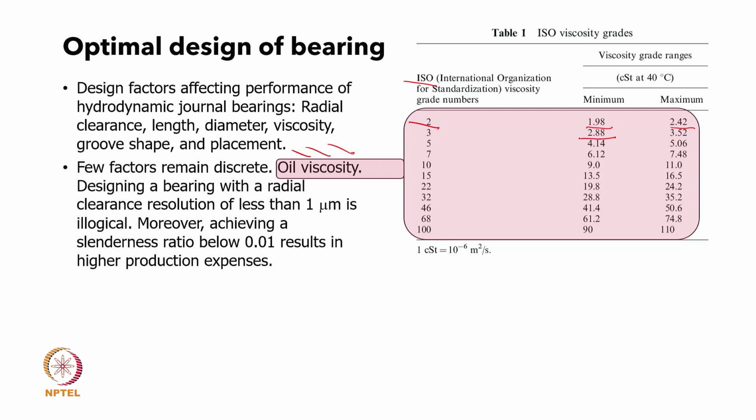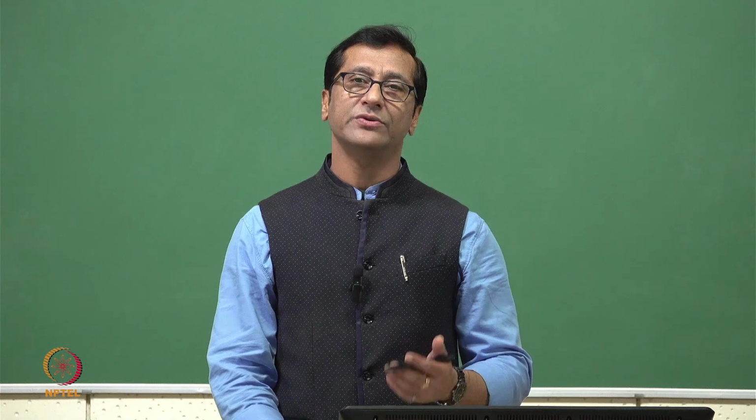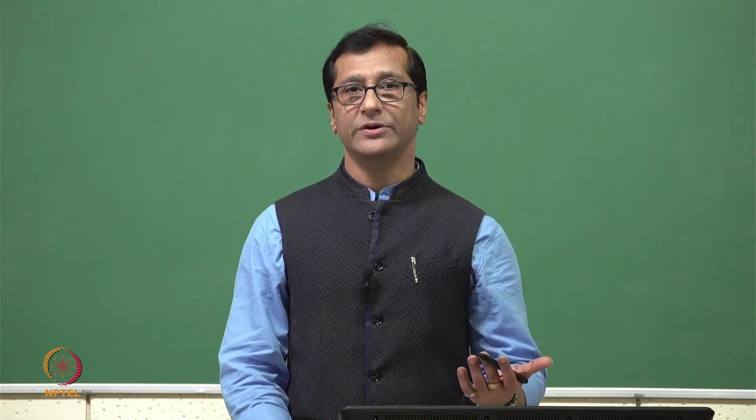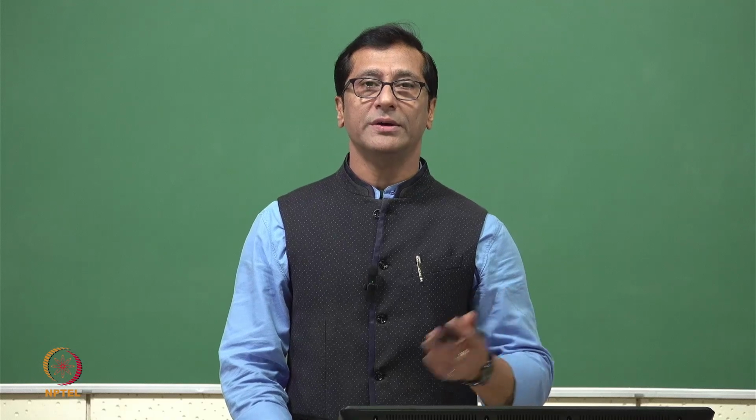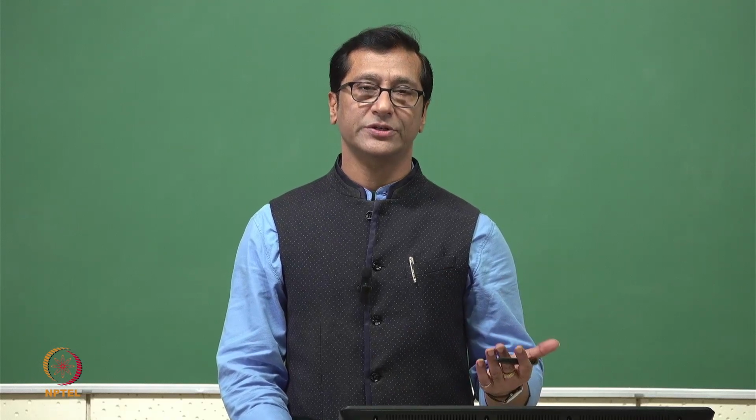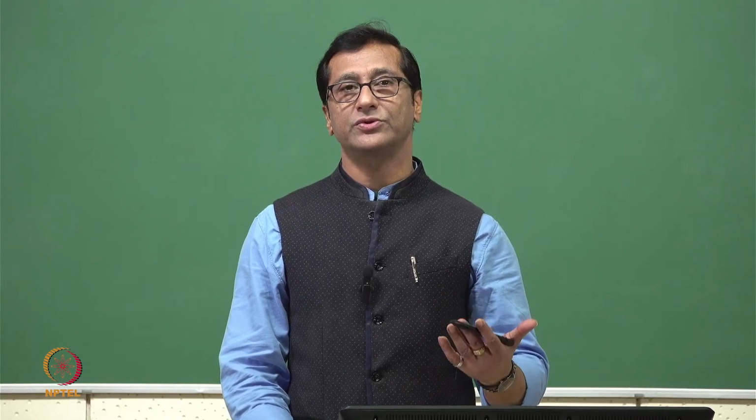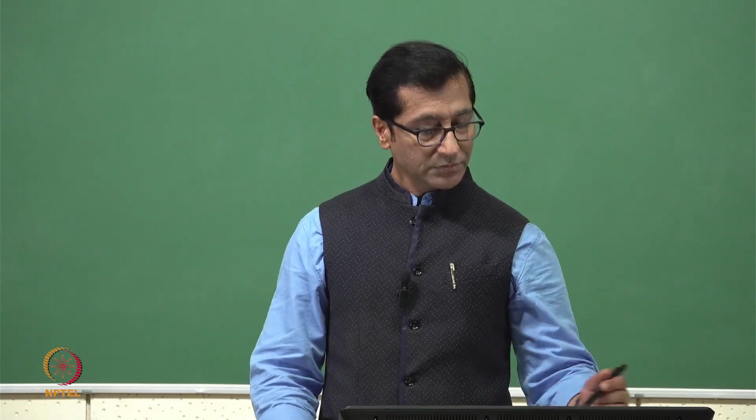Next viscosity is 2.88. Then here the upper limit is 3.52. Next viscosity is 5.14. So we don't have in-between values. Of course, we can change this value, increase the value by adding nano additives. That's a possibility. But initially, when we are checking the selection, we really need to go through the discrete variables.